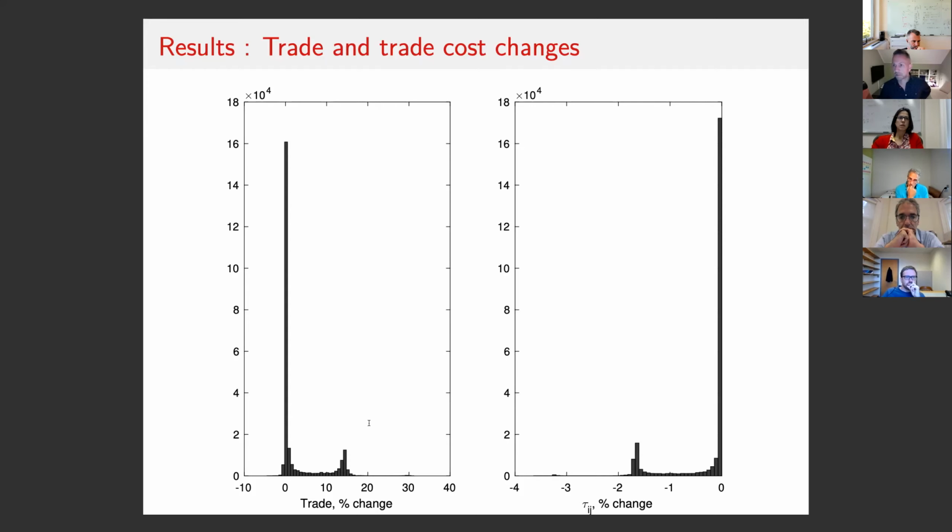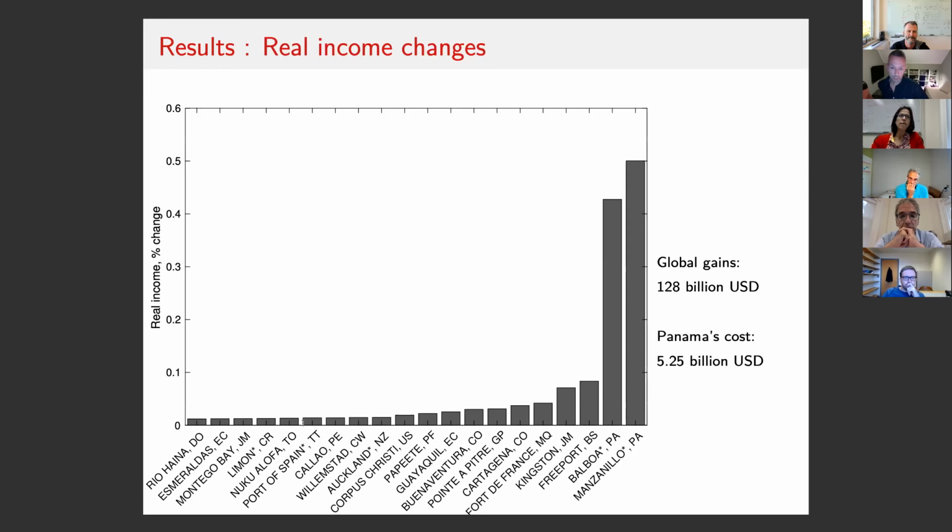And this translates into changes in bilateral trade, of course. So this is the density of the changes in trade from -1.2 to around 20% increase in trade across port pairs. Welfare changes. This is just picking the ports with the biggest increase in real income according to this quantification. So the big winners here are certainly Panama itself. So these are the eastern and western ports of Panama. And then you see typically other Caribbean countries and Latin American countries being the biggest winners here.